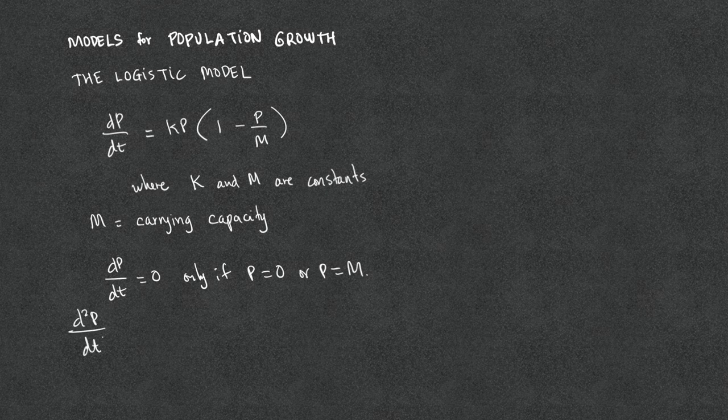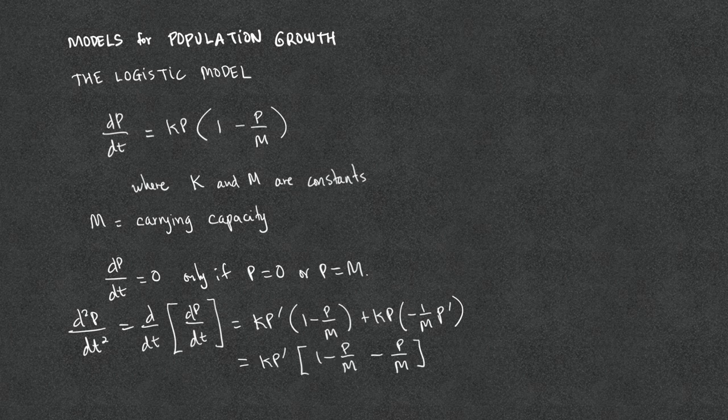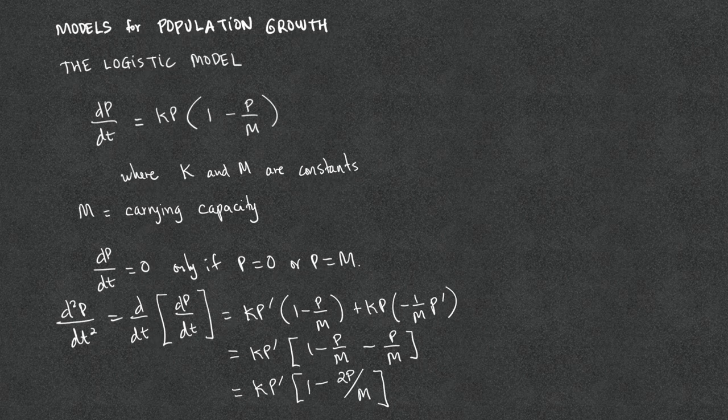The second derivative, d squared p over dt squared, is the derivative of the first derivative, but we can use the product rule implicitly with respect to t. Simplifying this, we have kp' times the quantity 1 minus 2p over M. But p' is kp times 1 minus p over M, so we can simplify this further to get k squared p over M squared times the quantity M minus p times the quantity M minus 2p.